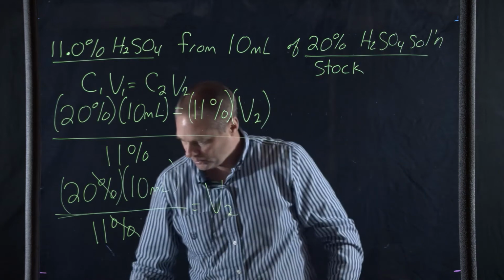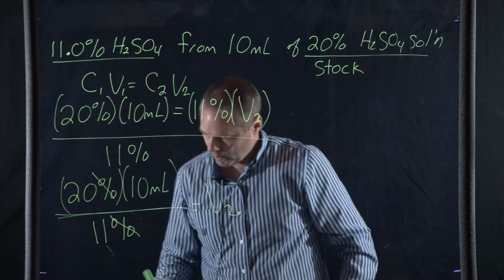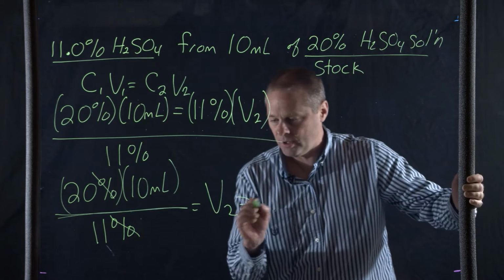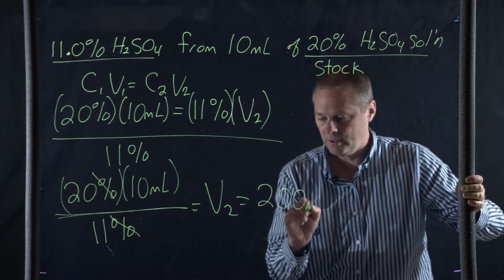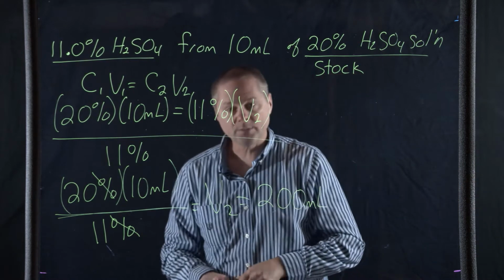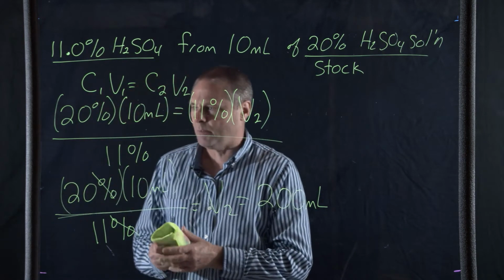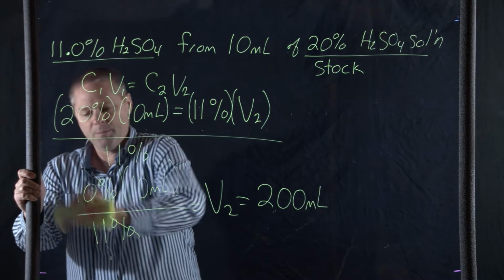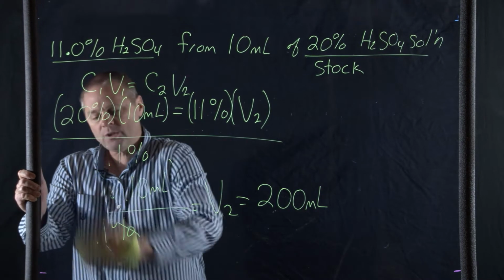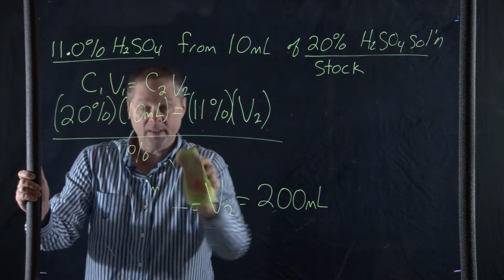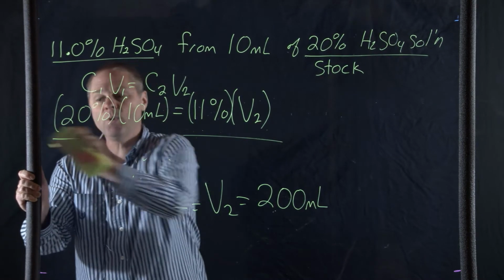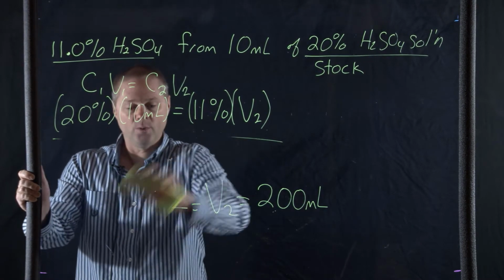And so when we go through and do this arithmetic, what we end up getting is V2 is equal to 200 milliliters. All right? And so that's all that these questions are pertaining to. They're simply going to be dilutions, and we're going to use the exact same equation that we just got done doing, C1V1 is equal to C2V2.